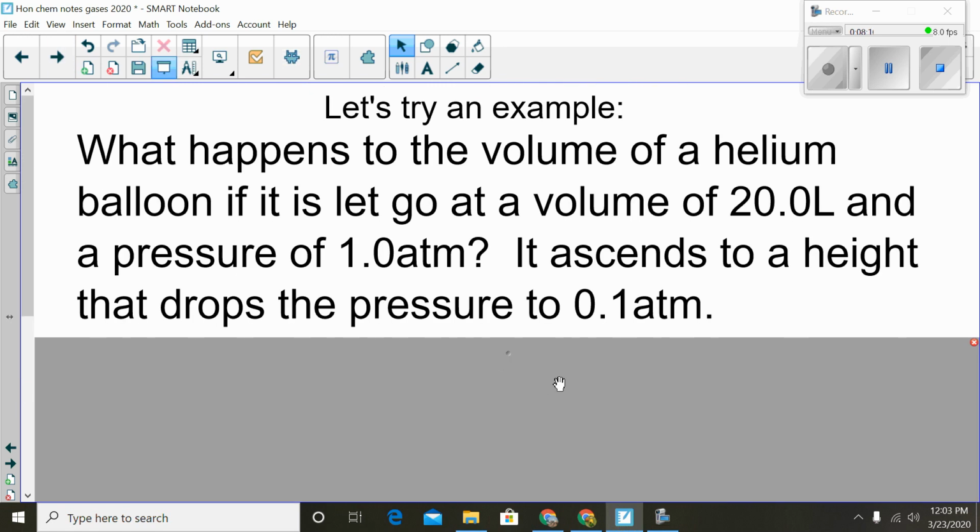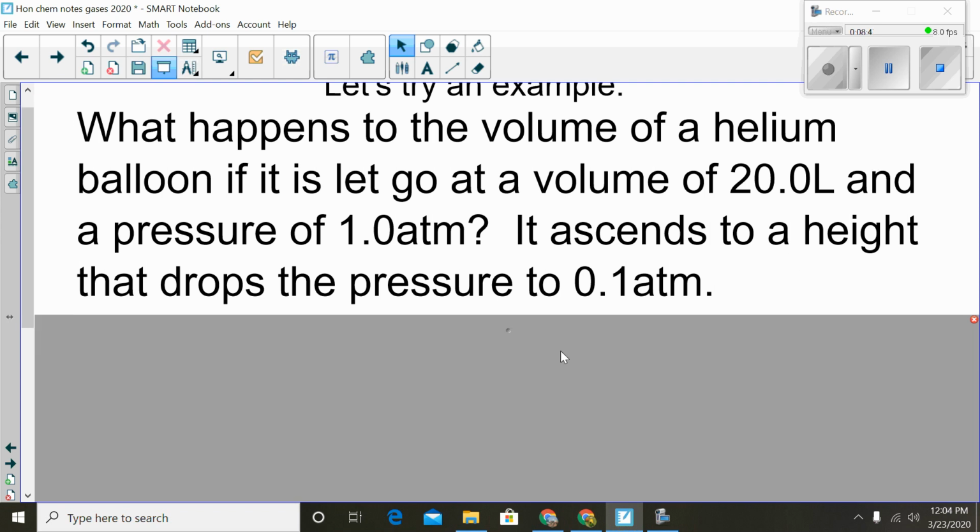All right, so let's try the example that I was just describing here. So what happens to the volume of a helium balloon if it's let go? And here's my values for you. It's got a volume of 20.0 liters and a pressure of 1.0 atm. So that's my original P and V. It ascends, right, or is released and moves to a height that drops the pressure to 0.1 atm. So pressure dropped, volume, what's going to happen?